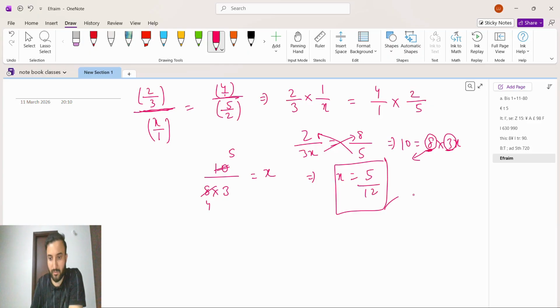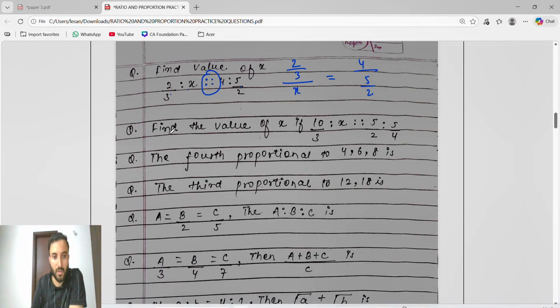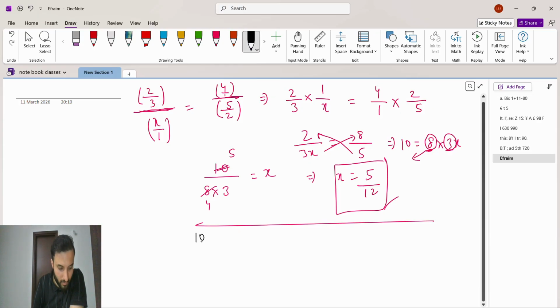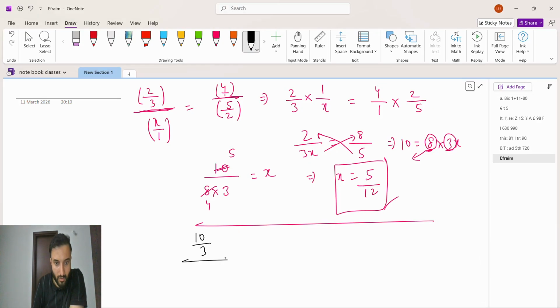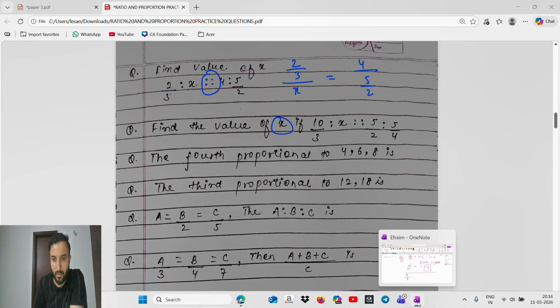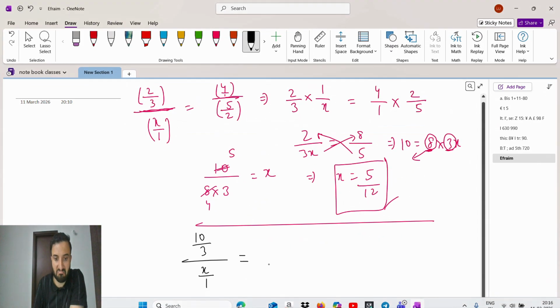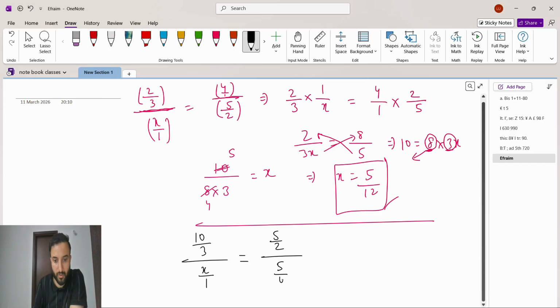Okay, next, find the value of x if, again, it is given in proportion. Chalo bhaiya. So what is this? 10 by 3 whole divided by x, which I will take as x by 1, is to, meaning equal, see, is to means equal, 5 by 2 divided by 5 by 4.